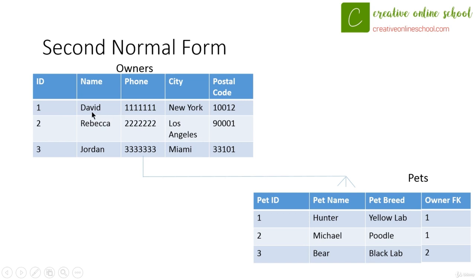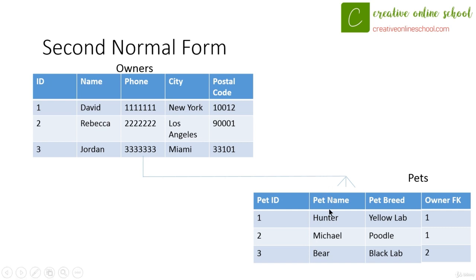If I have my name, David, and a phone number, those obviously belong together because each person normally has their own phone number. However, if I have my name, my phone number, and my city and postal code, those might not necessarily belong together because many people can live inside of New York. I'm not the only person living inside of New York, so it's not unique to me, or in other words, it's not unique to my primary key.